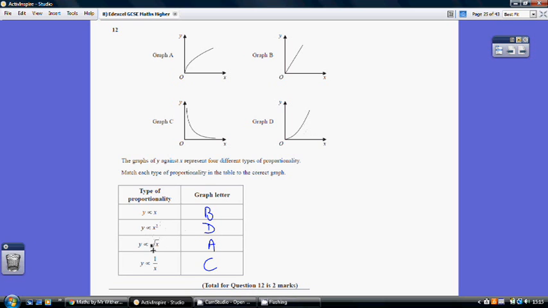Now, when y is proportional to the square root of x, while it's still going to be an upward curve, it will be decreasing. So that's going to be our graph A. And the only one which is actually going downwards is going to be one of our reciprocal graphs like 1 over x. So that is where y is inversely proportional to x.